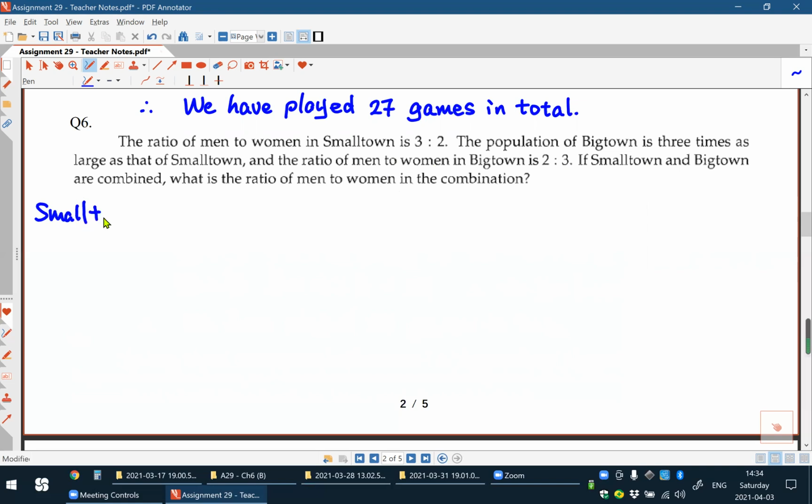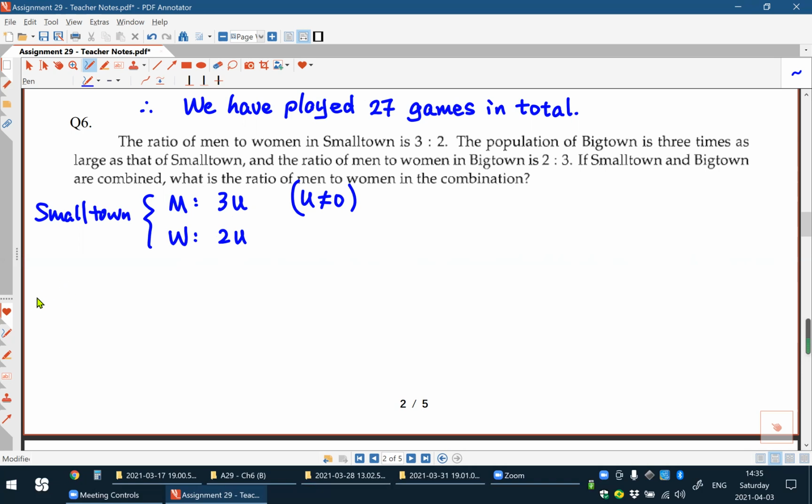Suppose that in small town, there are 3 units of men, right? Of course, the unit here could be any number except 0, right? And the women must be 2 units, right? So only in this way the ratio is 3 to 2. Note here, the ratio is 3 to 2 does not mean there are 3 men and 2 women. You could only say that there are 3 units of men and 2 units of women. So the numbers here are not necessarily 3 and 2. Instead, they are 3u and 2u. Of course, u could be any number except 0.